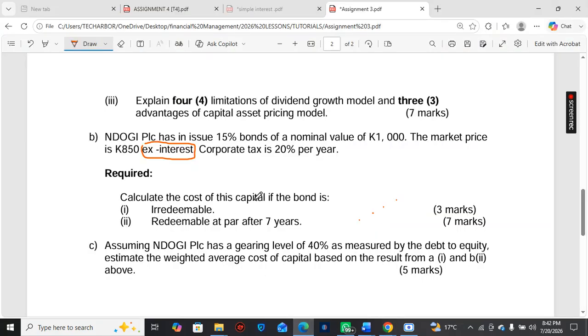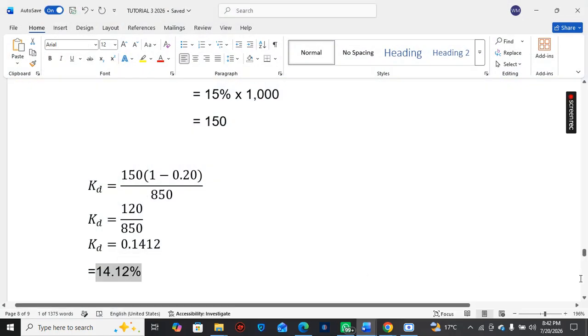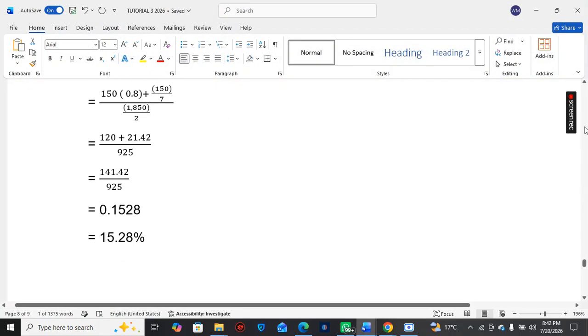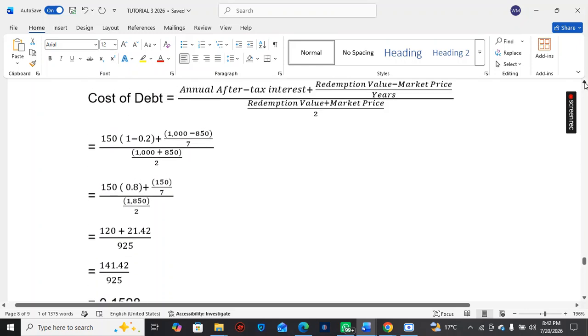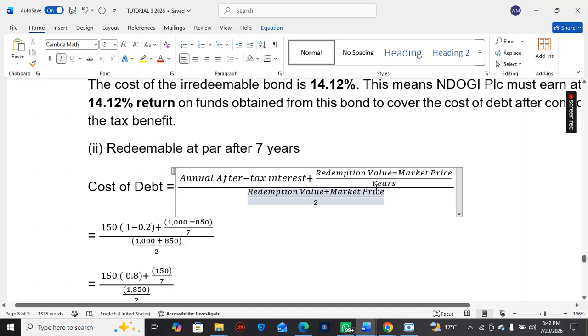Calculate the cost of debt if the bond is redeemable at par after 7 years. Okay, so we use this formula. This is called the yield to maturity formula. You can also use it to calculate the cost of debt. If you don't want to use this method, you can use the internal rate of return method also to calculate the cost of debt.